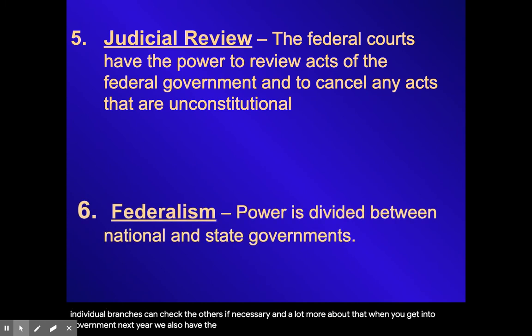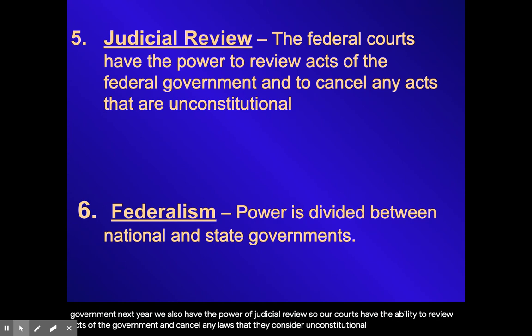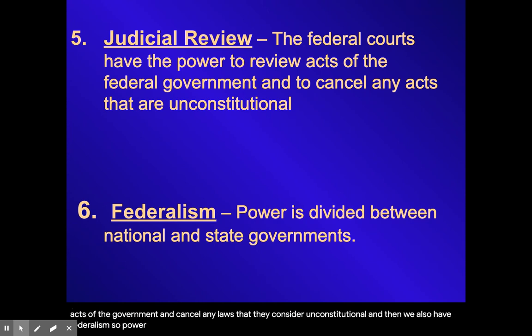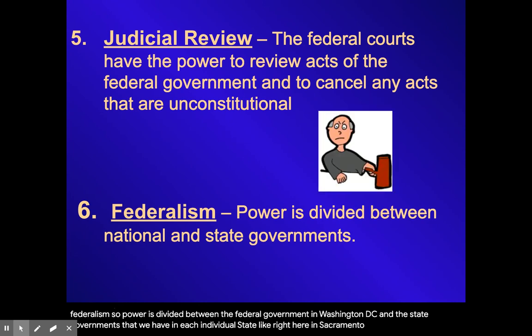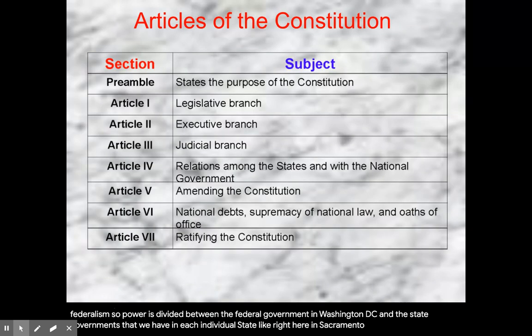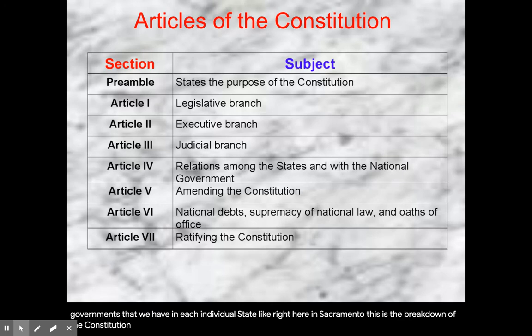We also have the power of judicial review, so our courts have the ability to review acts of the government and cancel any laws that they consider unconstitutional. And then we also have federalism, so power is divided between the federal government in Washington, D.C., and the state governments that we have in each individual state, like right here in Sacramento. This is the breakdown of the Constitution.